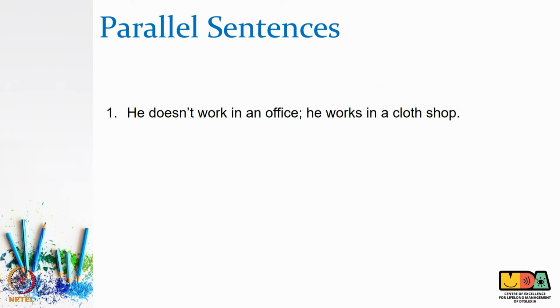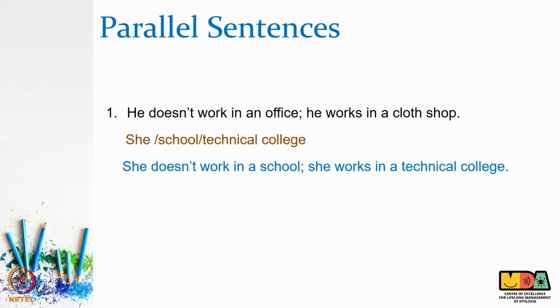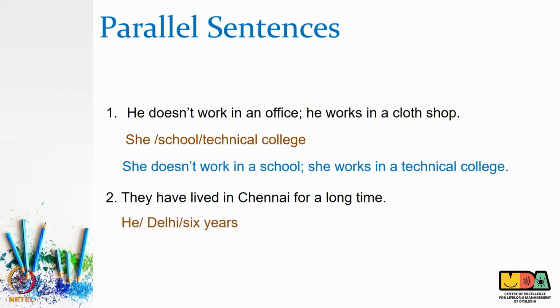The model sentence is, he does not work in an office, he works in a cloth shop. The clues given are she, school, technical college. The sentence would be, she does not work in a school, she works in a technical college. Let us see another example. They have lived in Chennai for a long time. The clues given are he, Delhi, 6 years. So, now the sentence written by the child would be, he has lived in Delhi for 6 years.